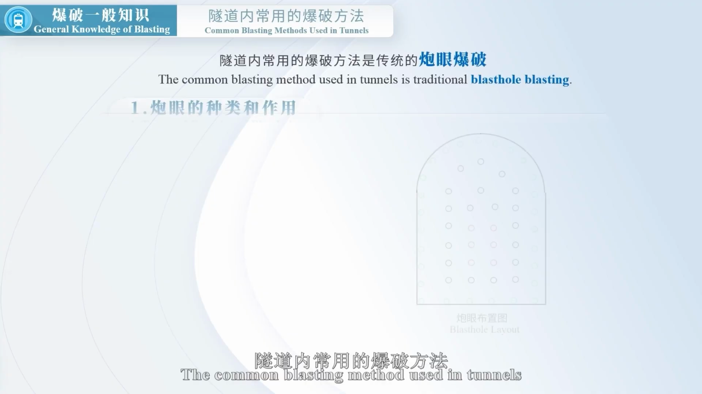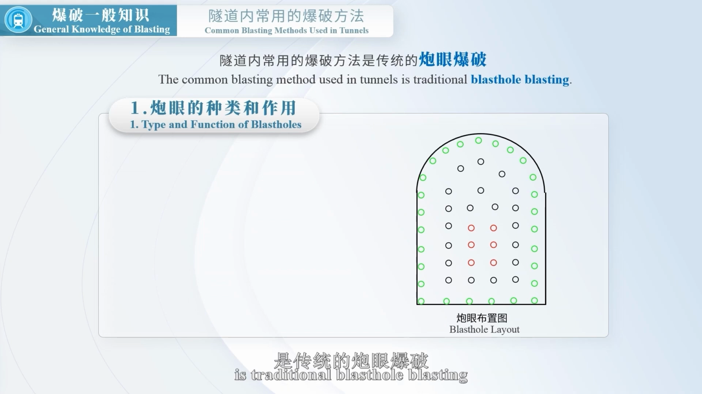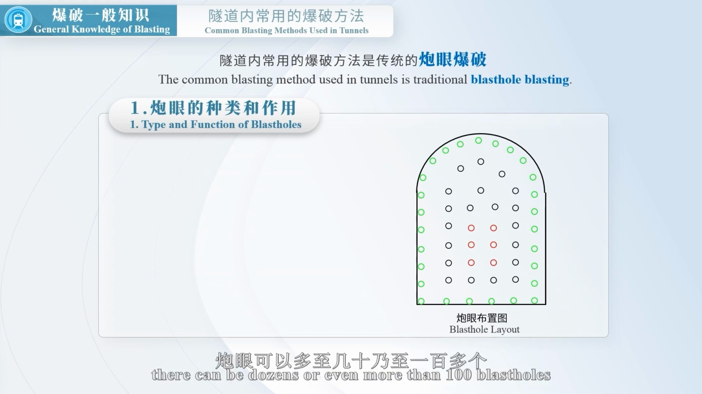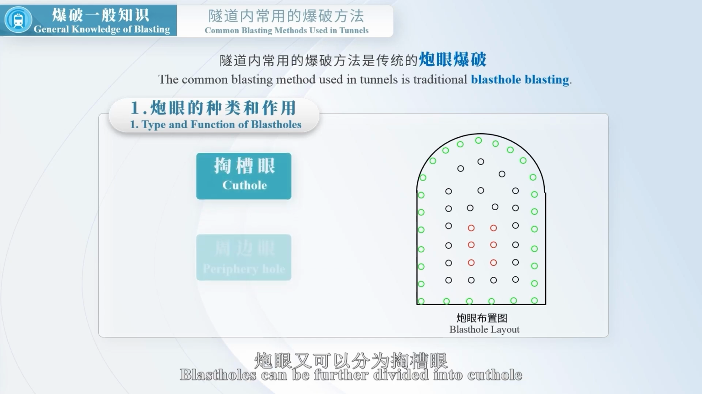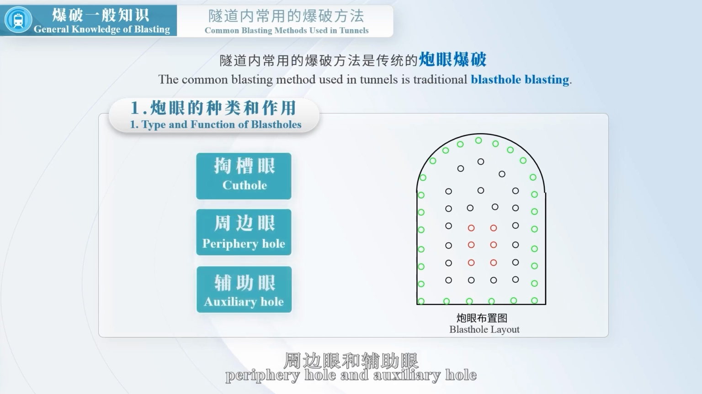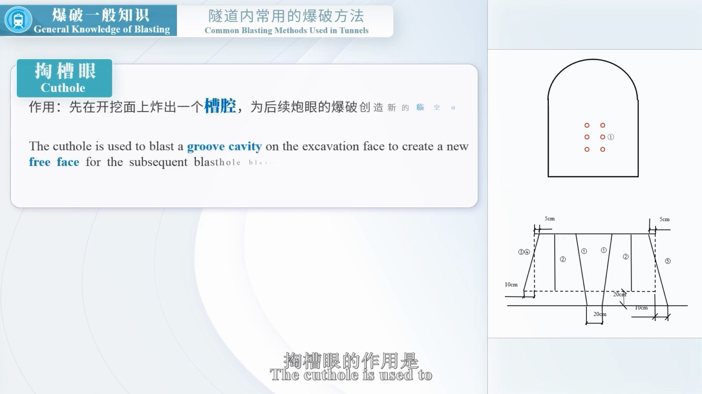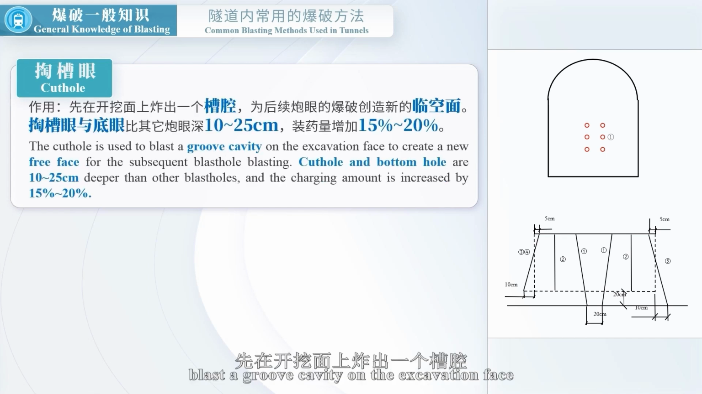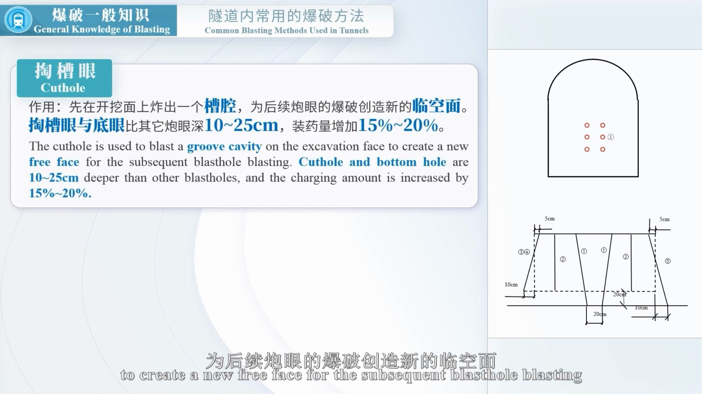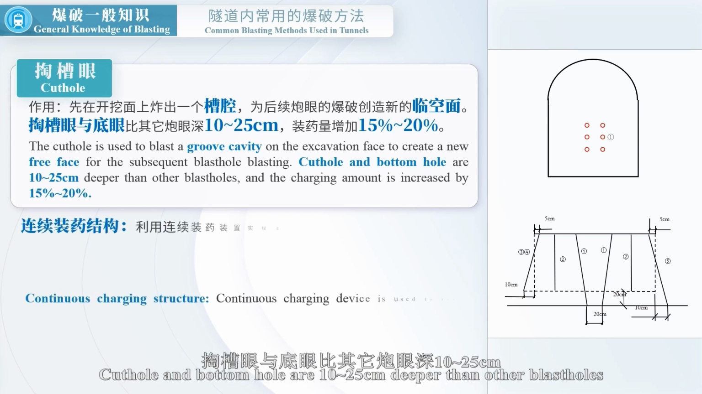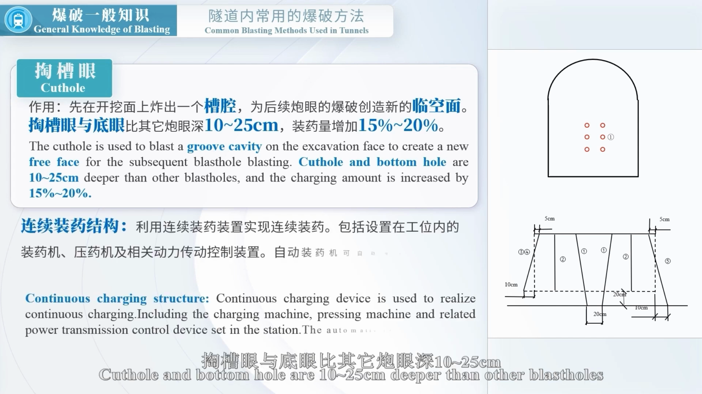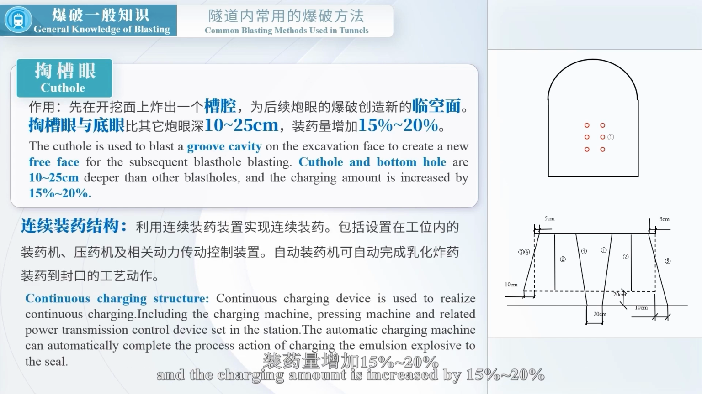The common blasting method used in tunnels is traditional blast hole blasting. In tunnel excavation, there can be dozens or even more than 100 blast holes. Blast holes can be further divided into cut hole, periphery hole, and auxiliary hole. The cut hole is used to blast a groove cavity on the excavation face to create a new free face for the subsequent blast hole blasting. Cut hole and bottom hole are 10-25 cm deeper than other blast holes, and the charging amount is increased by 15%-20%, with continuous charging structure adopted.